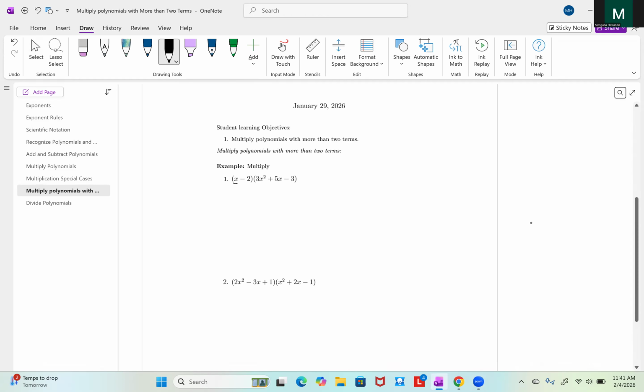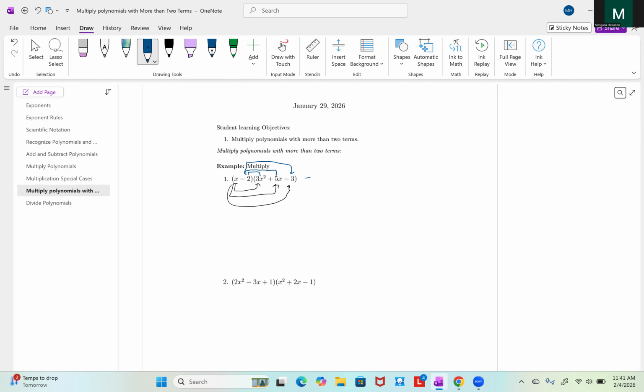So we have x here. Multiply x with 3x squared, and then multiply x by 5x, and then multiply x by minus 3. Once we're done, we move on to the next term in the first polynomial, in this case a binomial, and multiply the second term with each term in the second polynomial. Once we have all those terms multiplied, we look for like terms and combine them.